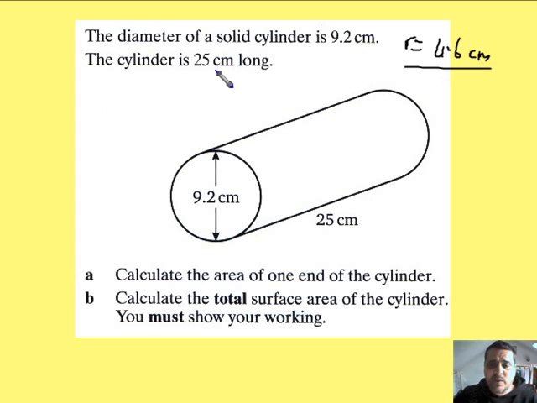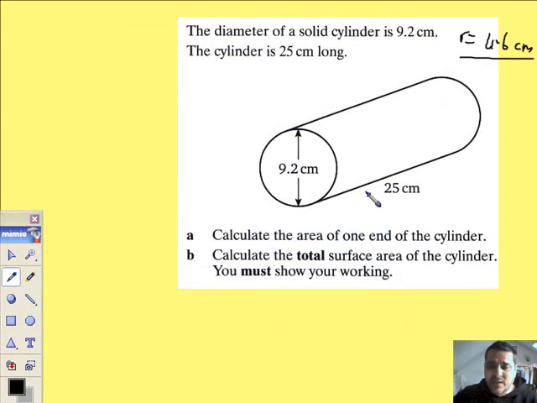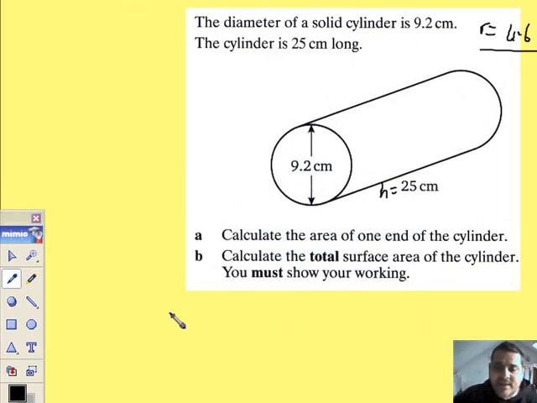The cylinder is 25 centimeters long. In other words, h equals 25. Height, I know it's lying down and rolling around the room. If you turn it up that way round, it'll be 25 centimeters high, and the radius is 4.6. Calculate the area of one of the ends.